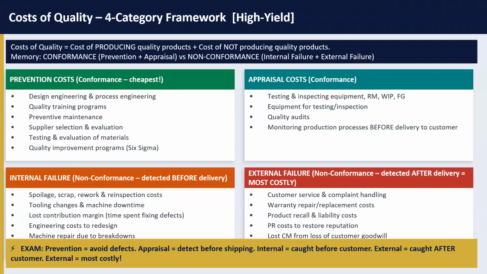So what are the steps we can take to avoid the errors in the first place? You will design your production process properly. That is called design engineering, process engineering. That should be proper first. Quality training programs should be given to your employees as well as supervisors. And preventive maintenance of equipment whenever necessary. Then supplier selection, raw material quality should be good. If you expect the ending product to be good, raw material quality should be good. So supplier selection and evaluation is required.